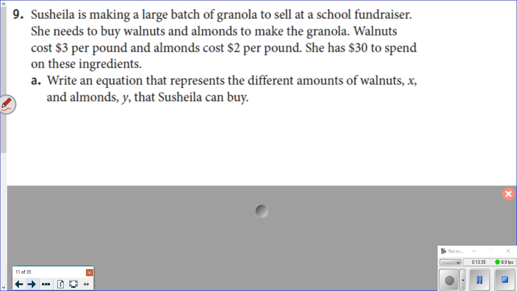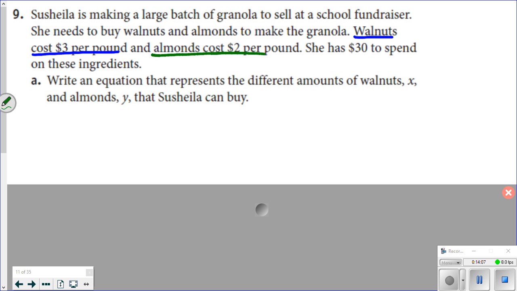All right, question 9. Here's a story problem of how or why or when we might use standard form. Sushila is making a large batch of granola to sell at a school fundraiser. She needs to buy walnuts and almonds to make the granola. Walnuts cost $3 per pound. Almonds cost $2 per pound. She has $30 to spend on those ingredients.